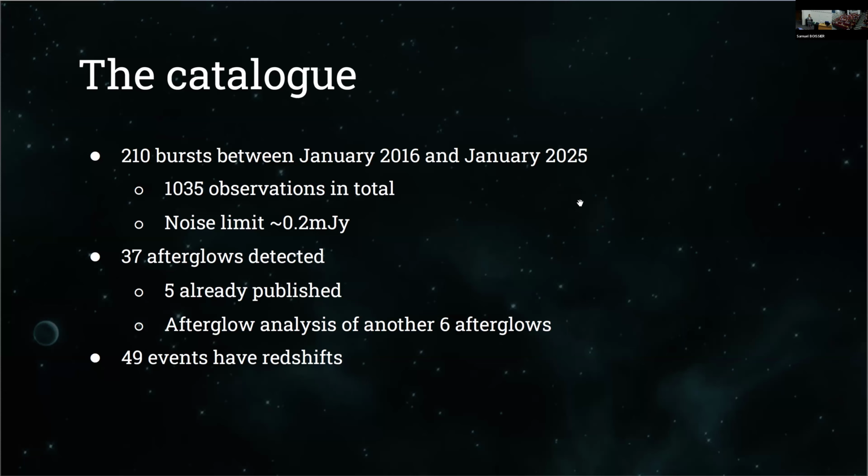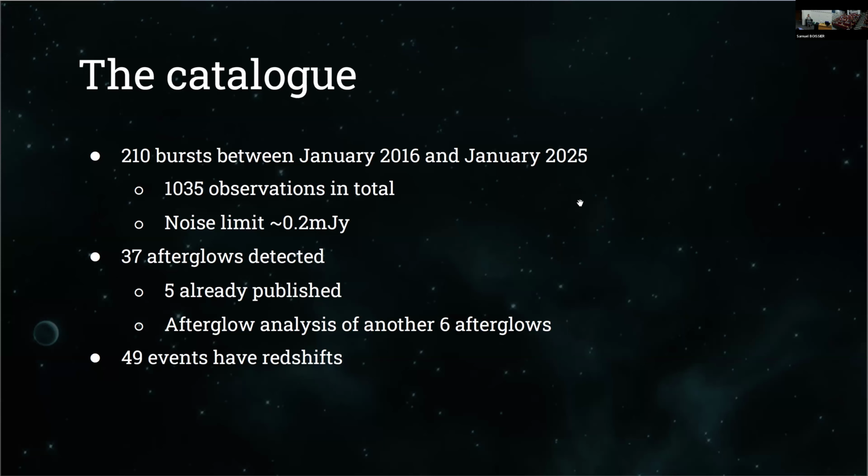Now, with the exception of one burst, I reduced all of these observations, and I do not recommend trying to repeat that. It was not fun. This has been a large component of my life for the last 8 years. On average, we reach a noise limit of around 0.2 millijanskis. For people who work on radio observations, this might not seem particularly deep, especially when we consider facilities such as the VLA. But what I will show on the next slide, I hope, will convince you that, despite having this slightly less deep sensitivity, we can still do some really awesome science.